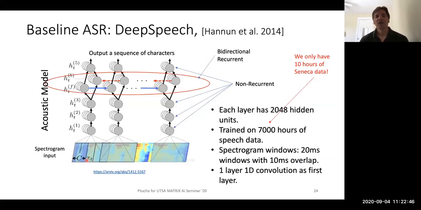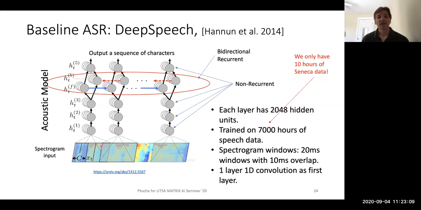All right, anyway, let's get back to the resource constraint. We're first going to create a baseline architecture using something called Deep Speech, made famous by Baidu. It initially came out in 2014. We're using a version from Mozilla that came out maybe 2 years ago. In any case, this particular architecture is a recurrent neural network.